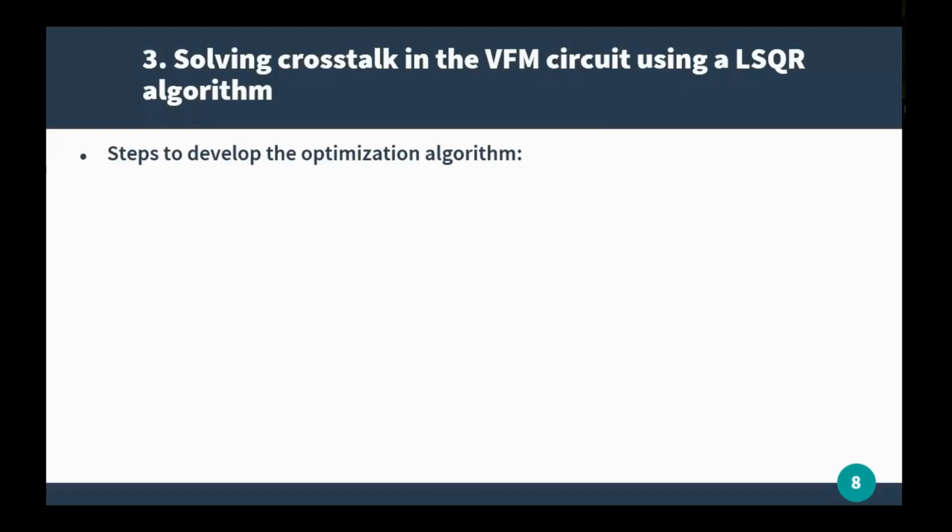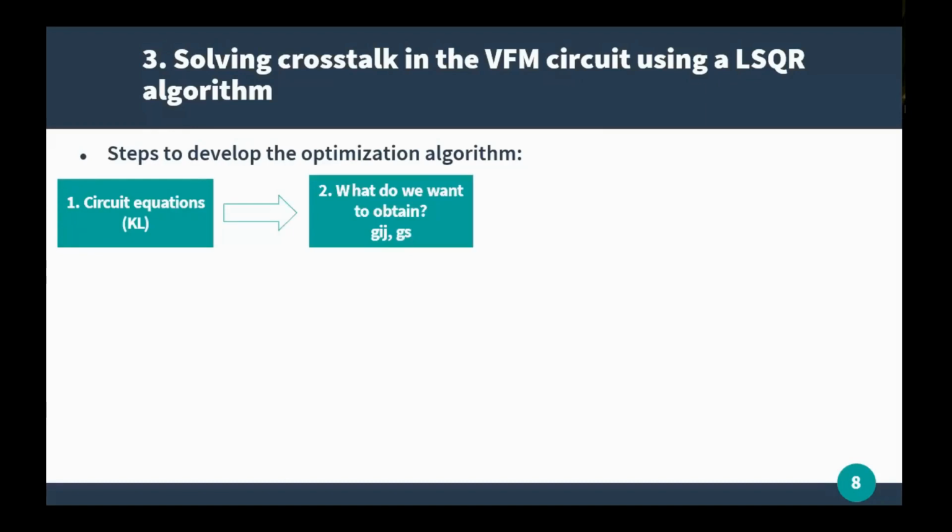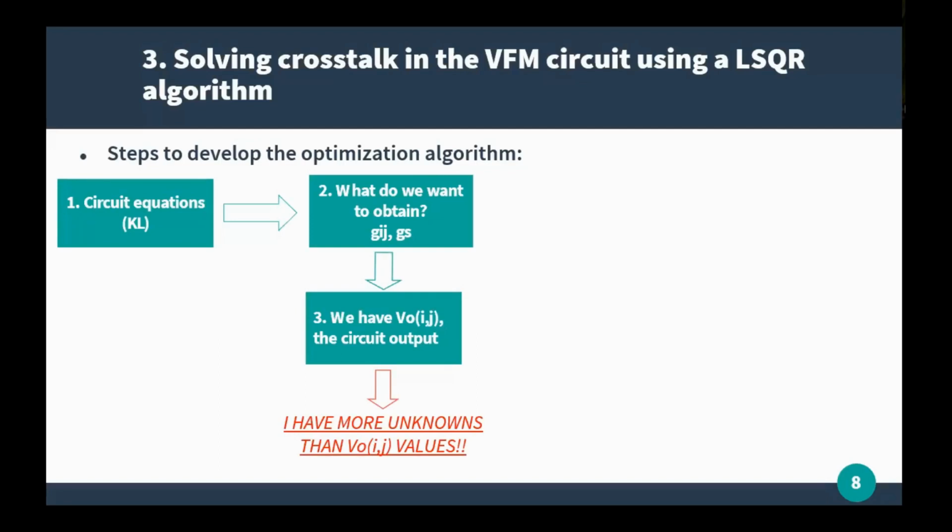So what are the steps to develop this algorithm? In the first place, we will have to pose the Kirchhoff laws and the circuit equations for the voltage feedback method. Then, what are our variables? We want to obtain the conductances because it's mathematically easier for the equation. The conductances of the sensors, and GS, which are the conductances of the switch resistances. Then we have some information from the circuit, which is the output voltage, the readout of the circuit. But it turns out that we have more variables than output readout values from the circuit.